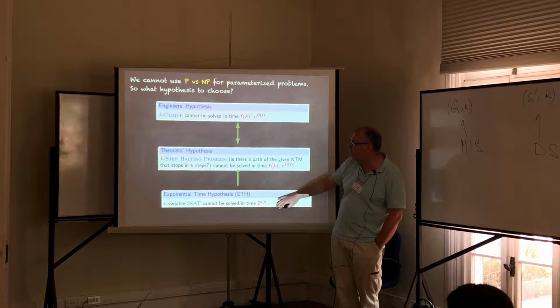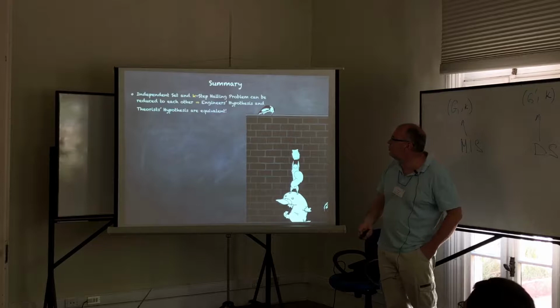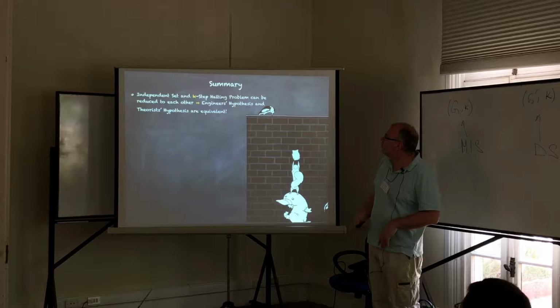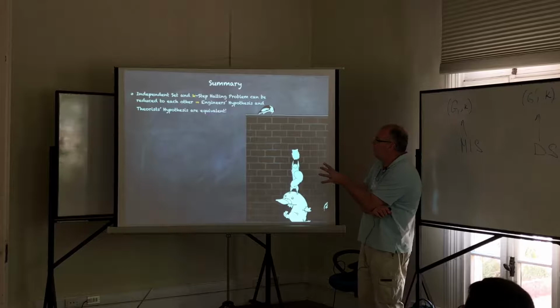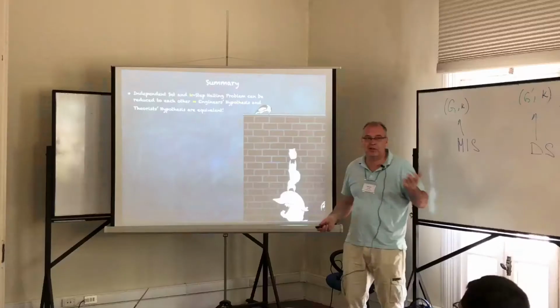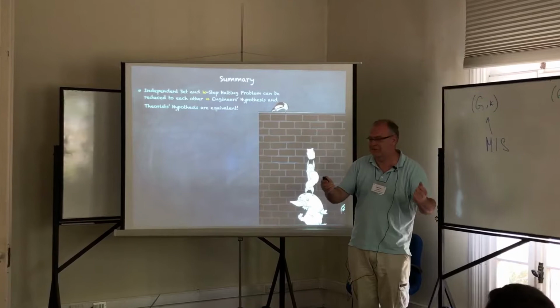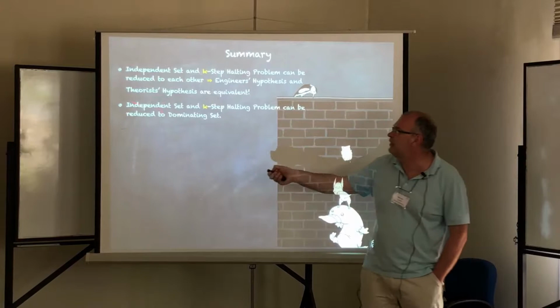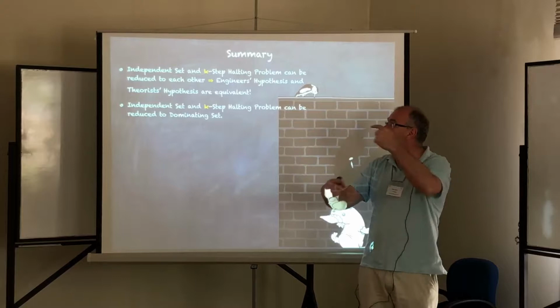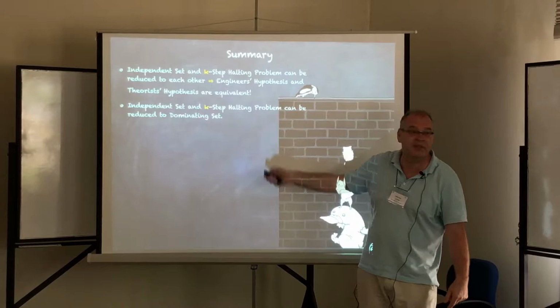Okay, so a summary about hardness. So what is a good thing? Independent set and the k-step halting problem, whatever it is, can be reduced to each other. And this means that the engineering hypothesis and the theorist hypothesis are quite the same here. So that's okay. Now, we also showed that clique is reducible to multicolor clique, multicolor clique to multicolor independent set, multicolor independent set to dominating set, right? So there is a reduction of independent set to dominating set.